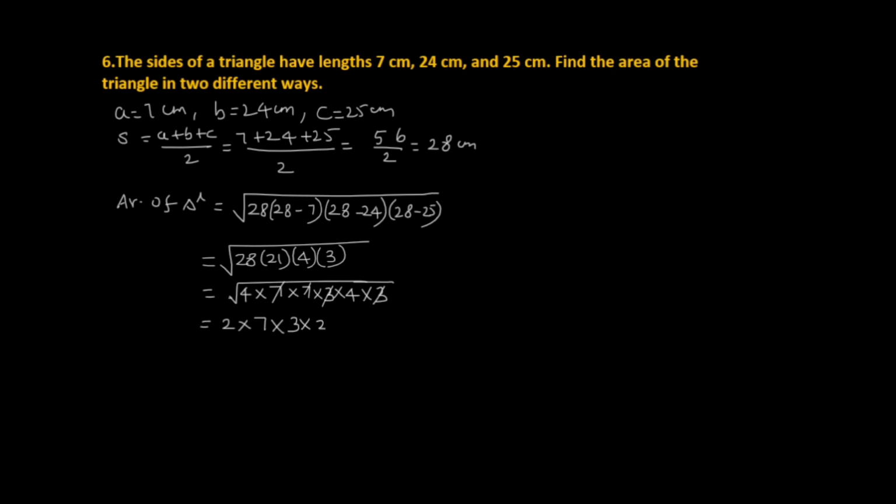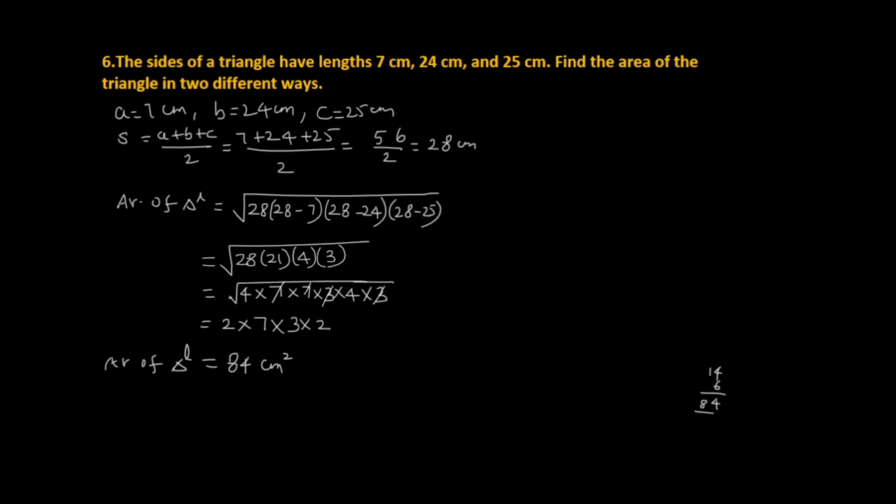Then square root of 4 is 2. Now 7 2's are 14. 14 into 6, for calculating that, 14 into 6, 4 remaining, 84. So 84 centimeter squared is the area. So the area of the given triangle is equal to 84 centimeters squared.